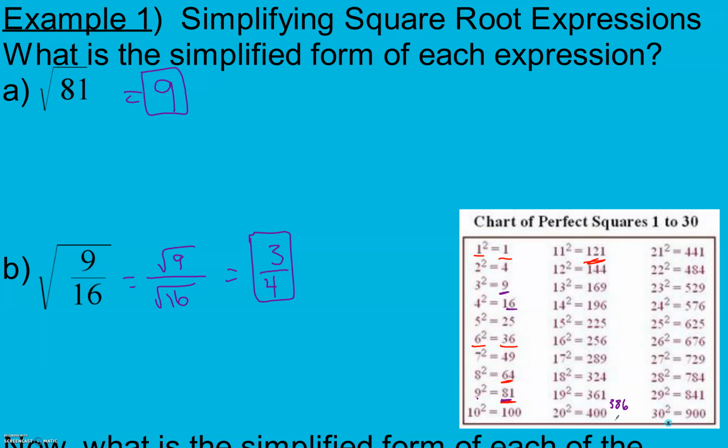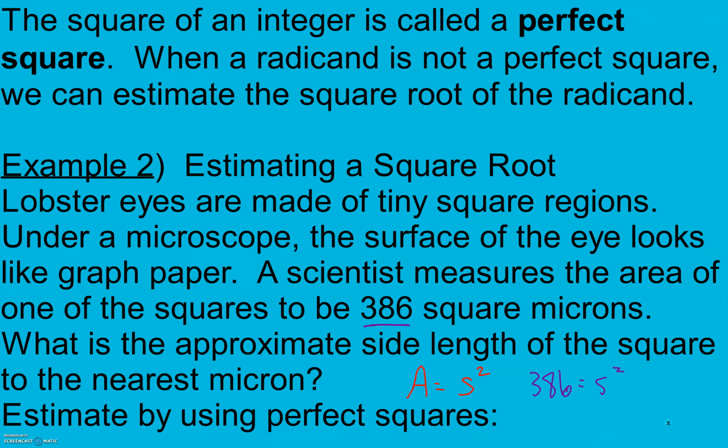And we're going to figure out which of those perfect squares it is closest to. Well, here I'm 14 away. Here I'm 25 away. So 386 is closest to 400, which means its square root has to be closest to the square root of 400. 20 squared is how I get to 400, so the square root of 400 is 20, which means the square root of 386 is close to 20, and to the nearest unit will be 20.